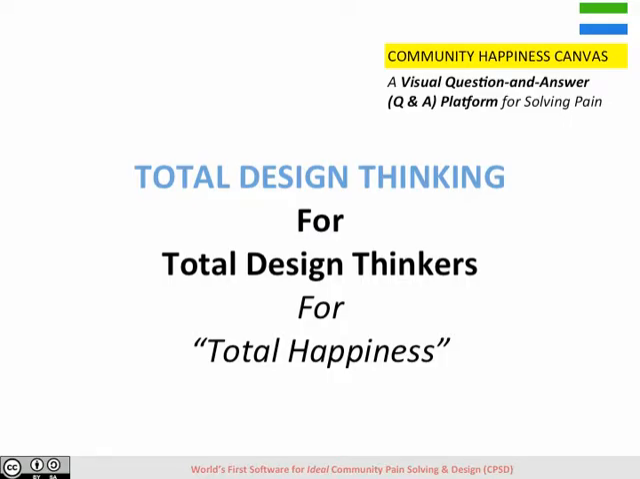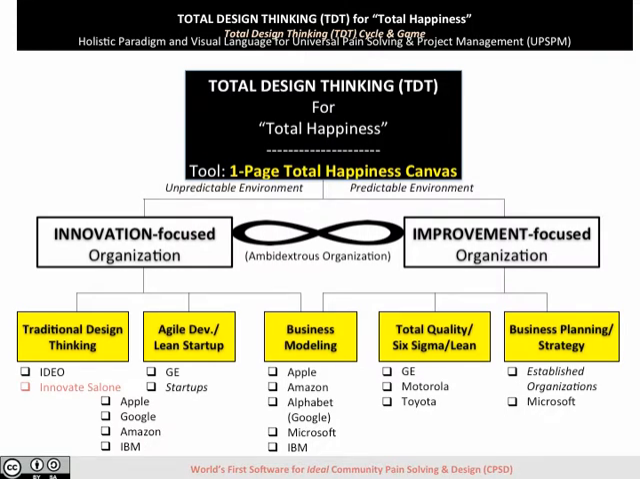So the focus of this presentation is on total design thinking for total design thinkers. And the ultimate aim of design thinking is total happiness. This is the framework for total design thinking. And one of the interesting aspects to note is that it uses a tool which is called the one-page total happiness canvas.